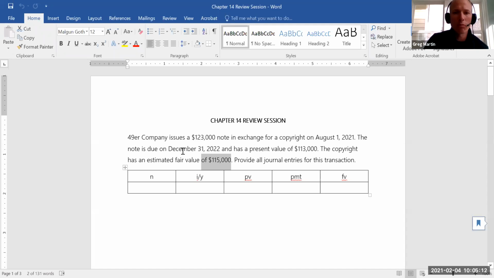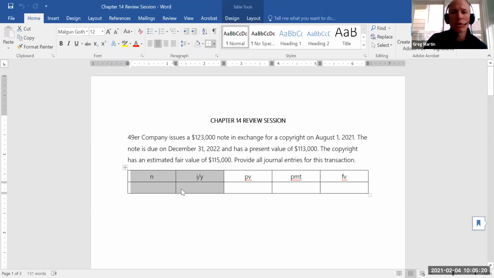Let's develop a framework. The other thing with a zero interest-bearing note is that the N and the I/Y are always going to be in terms of an annual interest rate and an annual maturity. Anytime there's a zero interest-bearing note, that's the approach we're going to take. If there are interest payments, then the N and I/Y correspond to those interest payments. But in this case there is no interest payment, so it's a zero interest-bearing note. Let's take the information and start filling it in.